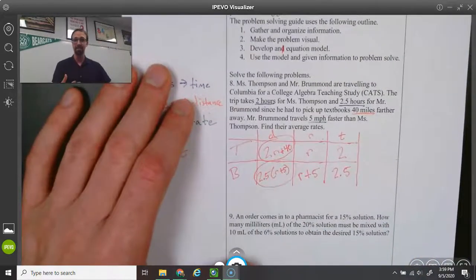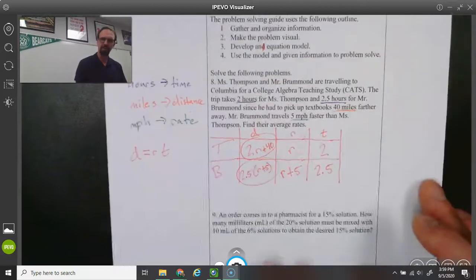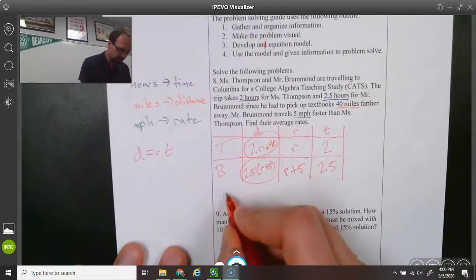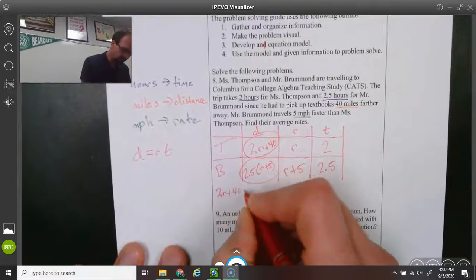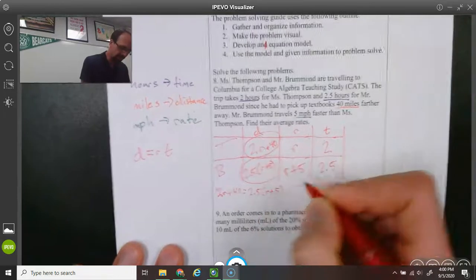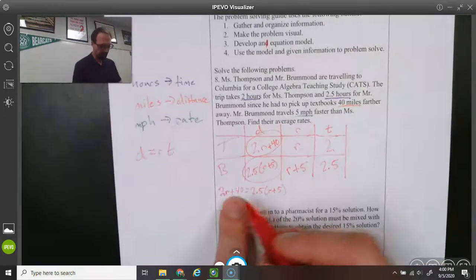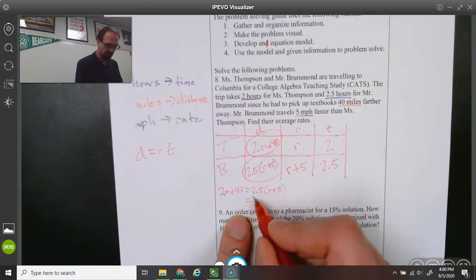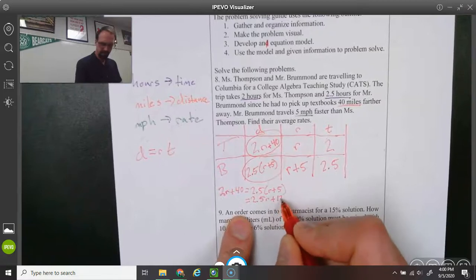The distances now would be the same if we account for that extra 40 that Mr. Brumman traveled. So we're going to have 2r plus 40 is equal to 2.5 times r plus 5. If I multiply through, 2r plus 40 is fine there. This I need to distribute, so I have 2.5r plus 12.5.